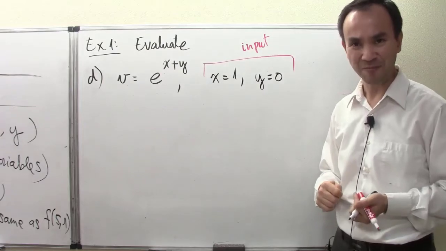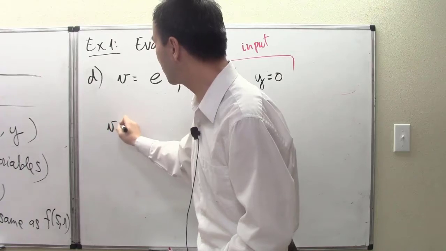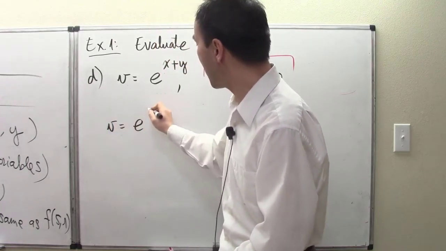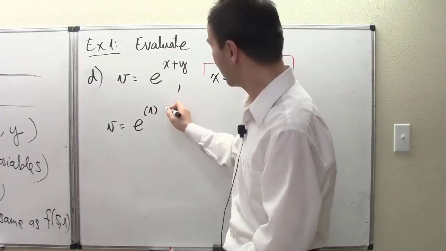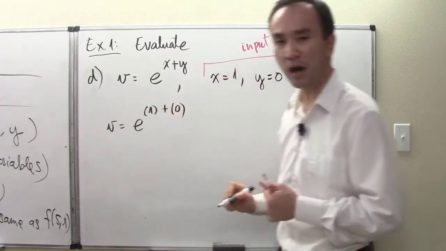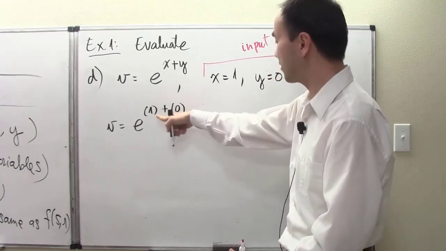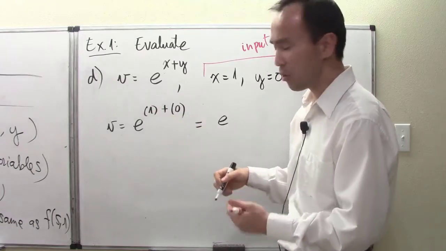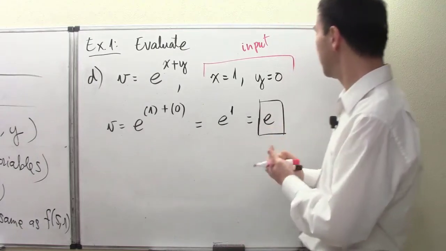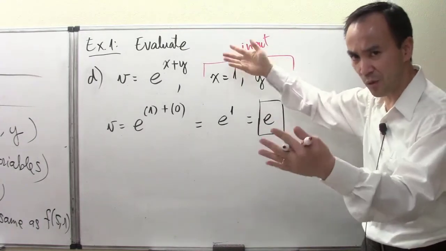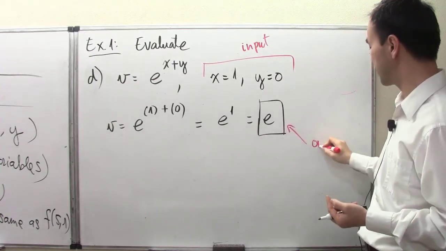My value for V is going to be e raised to the power, and in the exponent I'm looking at 1 substituted for x plus 0 substituted for y. That gives me e to the 1 plus 0, which in the exponent is simply 1, so e to the first power, or just e. I call that pair, the x and y, the inputs. Now this final value is the output again.